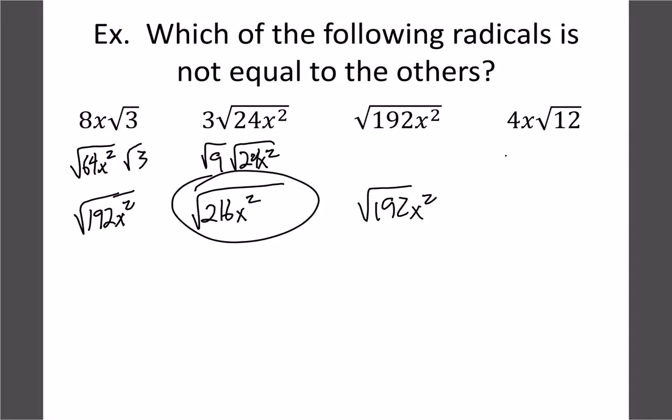But let's do the last one just to be sure. So we'd have 16x squared and 12. So 16 times 12 is 192. So all three are the same except for that second one. And that's it for this first topic.